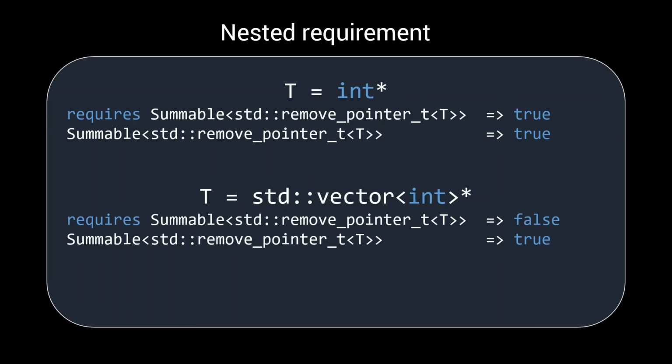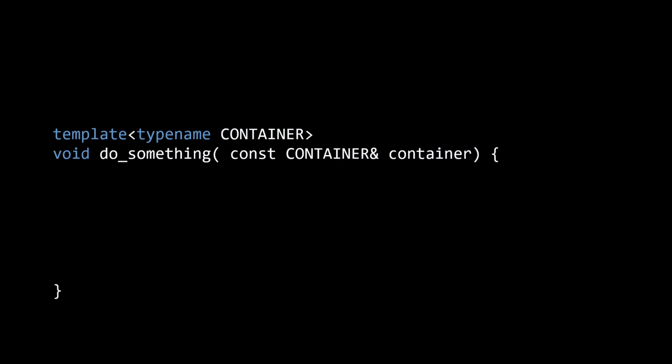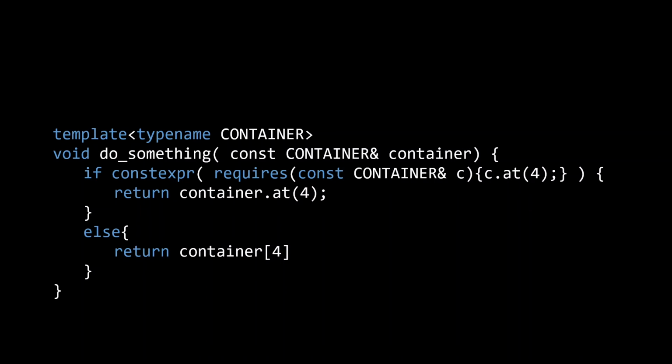Although requires expressions are often used with concepts, I wanted to remind you that because requires expressions are of type bool, they can also be used outside of concepts. For example, if I write a generic function that accepts any type of container, I might want to check if the at member function is supported, and if so, prefer that over the subscript operator. This can be achieved with a simple requirement in a constexpr if statement. Now my function will prefer the at member, which usually does range checks on the given index, but still default to the subscript operator if the at member is not available for the given container type.